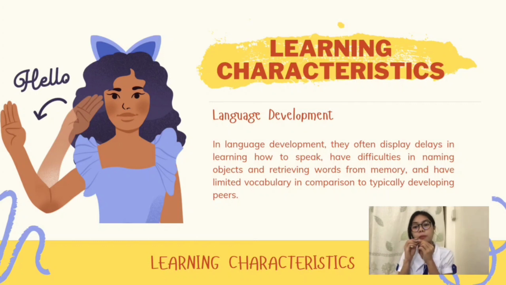So in language development, they often display delays in learning how to speak, have difficulties in naming objects and retrieving words from memory, and have limited vocabulary in comparison to typically developing peers. Based on my research, this difficulty with word finding or naming items is referred to as a mild form of anomic aphasia. So what is anomic aphasia? This refers to the difficulty with word finding or naming items, as I said earlier.